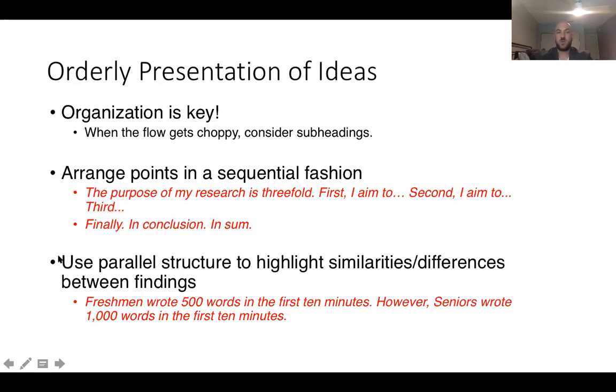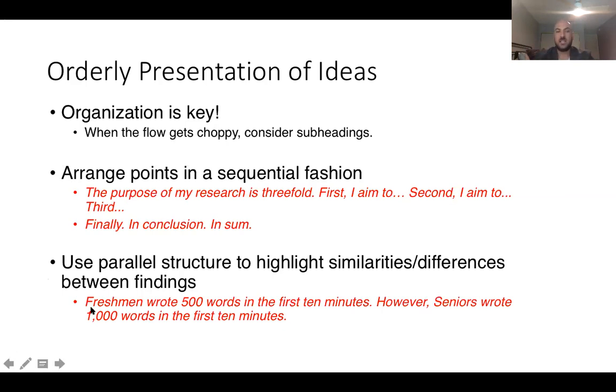Another useful trick is to use parallel structure to highlight similarities and differences. When you're talking about research studies, you might be comparing and contrasting. This study did this and they found that, whereas this study over here did this and they found that. By setting up those studies in a parallel fashion, it becomes really clear to the reader what was the same between them and what was different.